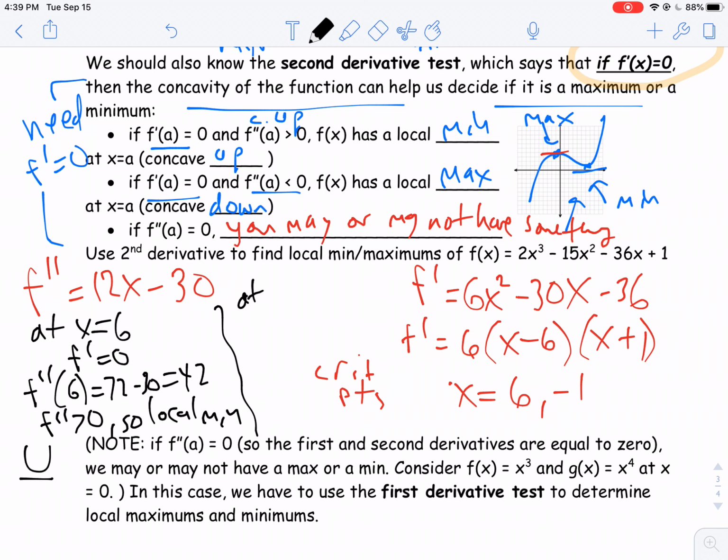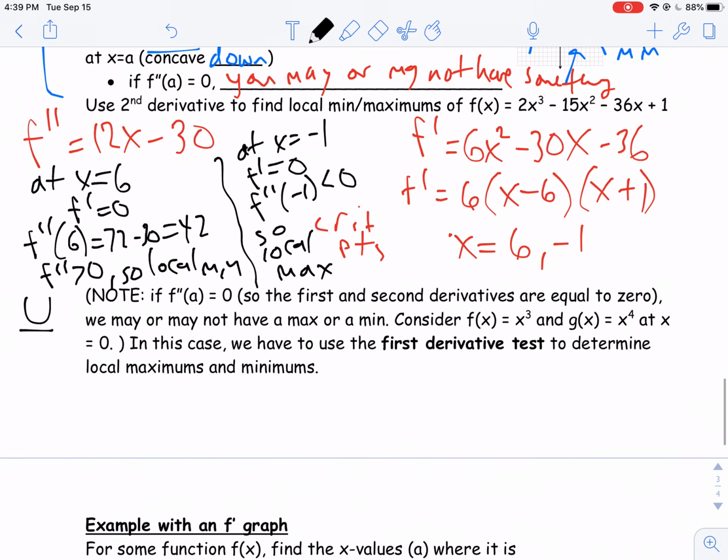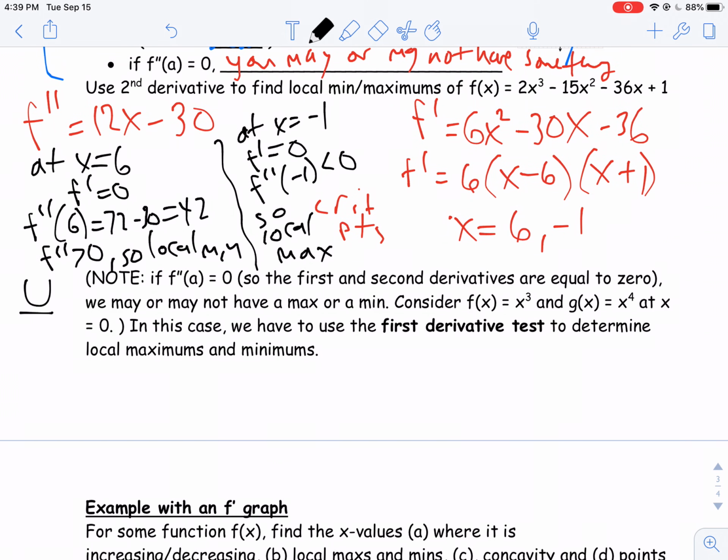And same thing, if you look at x equals negative 1, your f prime equals 0. Your f double prime at negative 1 is a negative number, so that corresponds to it being a local maximum. Okay, so that's just a useful tip. We're not going to use this a ton, but it's good to know. And I pointed out down here, if the second derivative is equal to 0, you can't tell. You have to use the first derivative test.